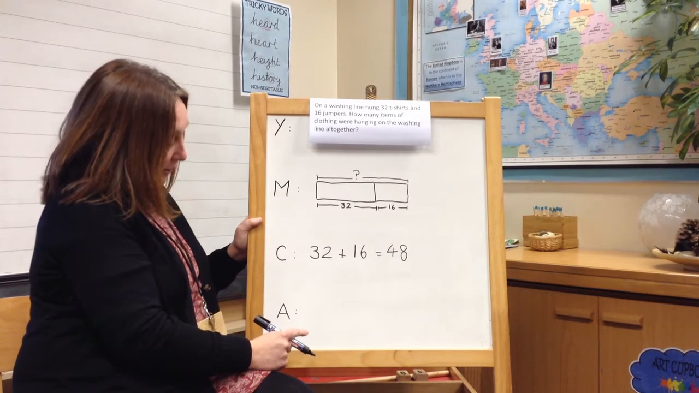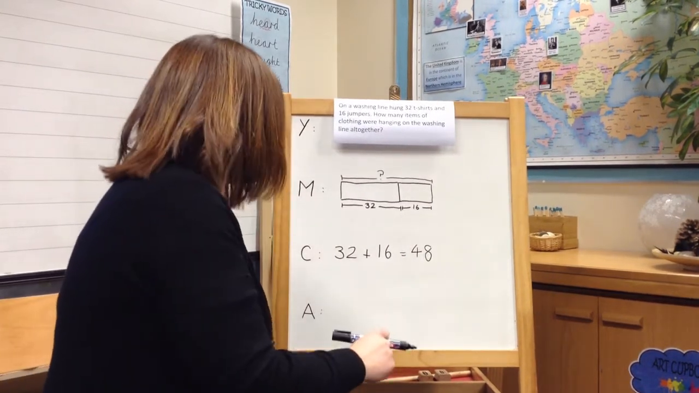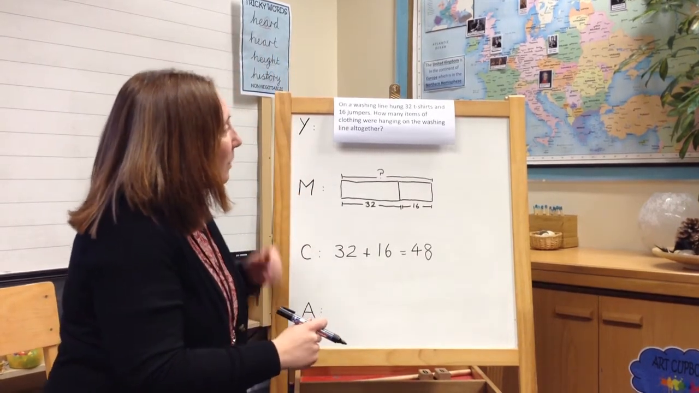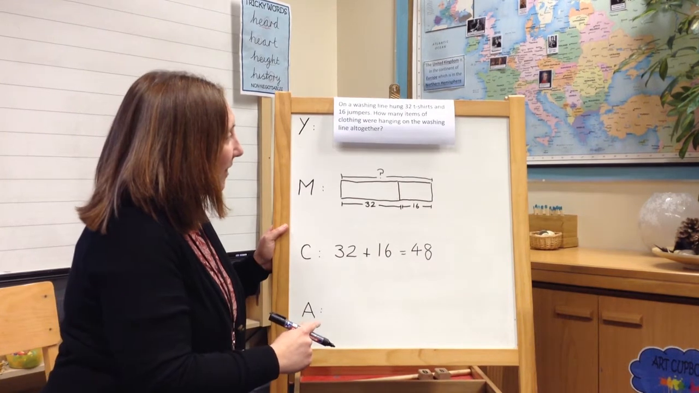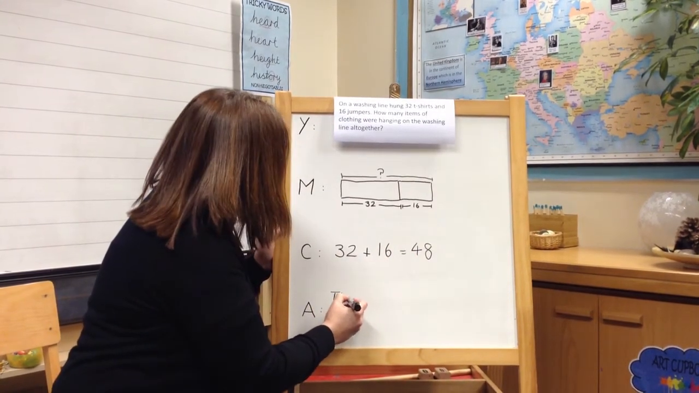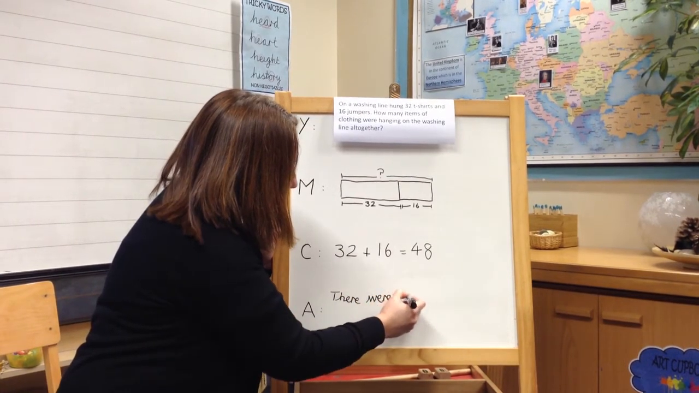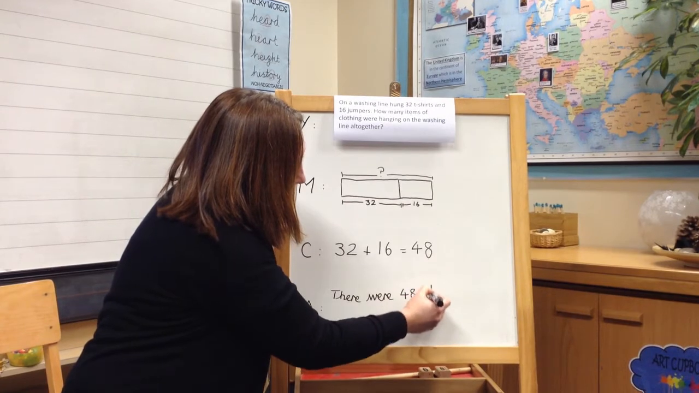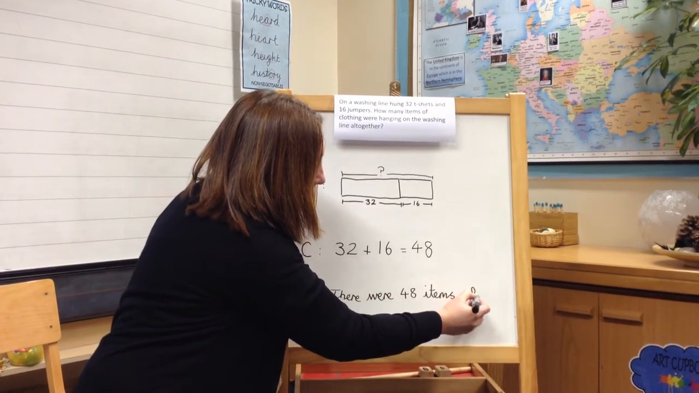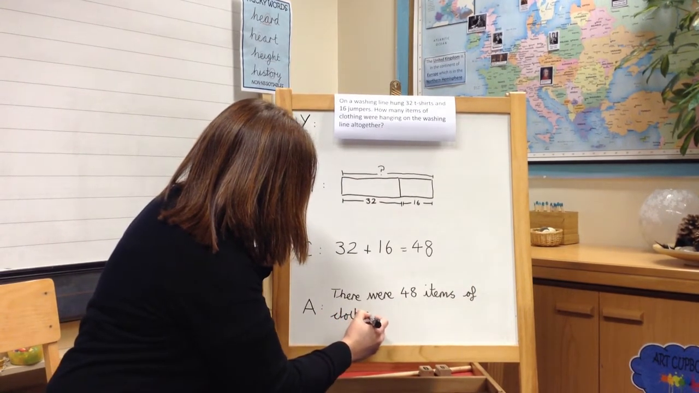And the final part of YMCA is to write the answer as a sentence. How many items of clothing were hanging on the washing line altogether? There were 48 items of clothing. This is a longer sentence.